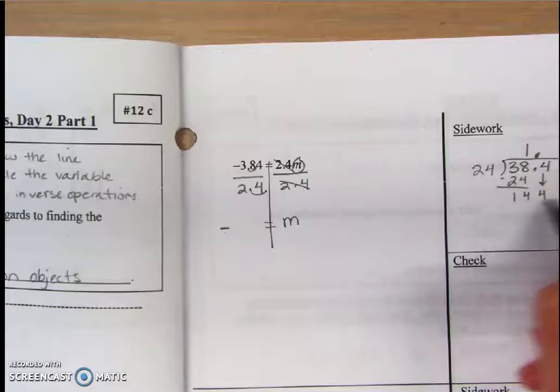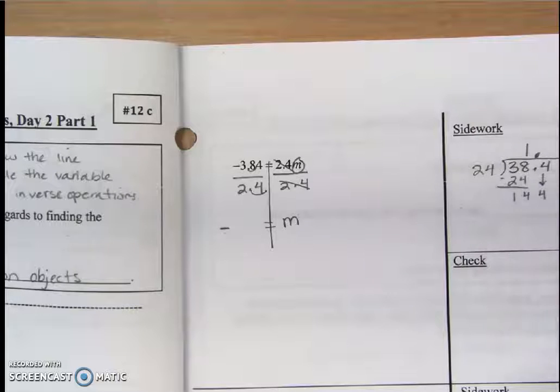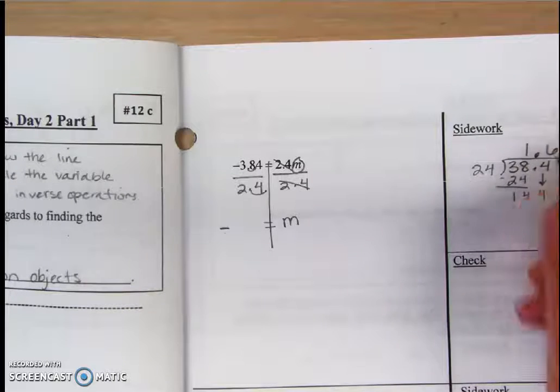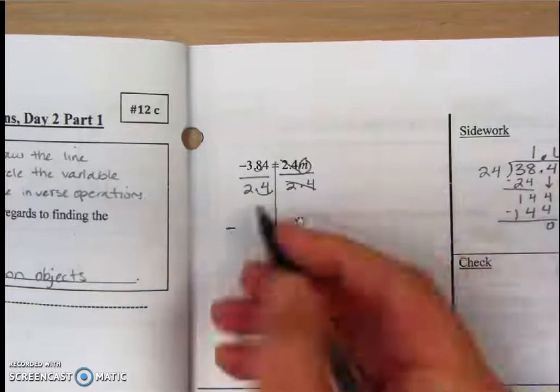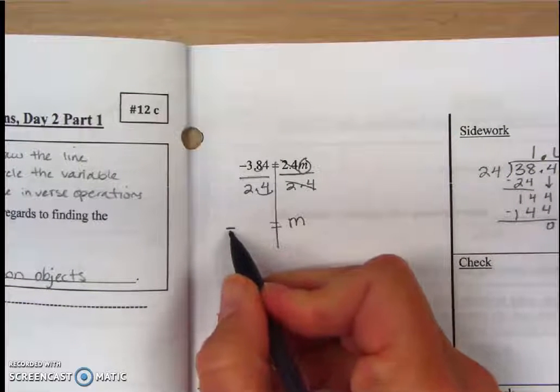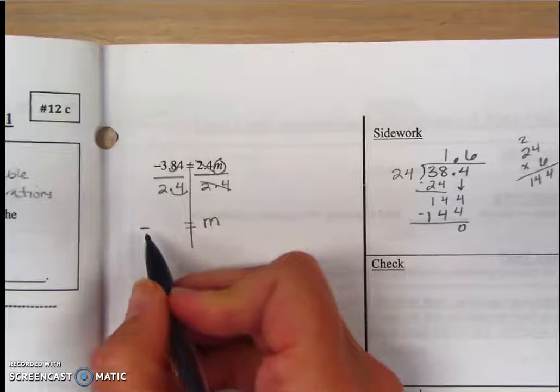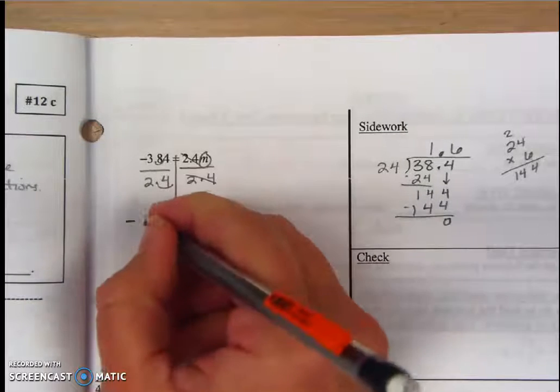How many 24s can I take out of 144? So let's think about that. 24 times, let's try 6. 6 times 4 is 24, carry the 2, that would be 12, and 2 more is 14. Hey, lucky guess. So this is going to be a 6. That gives me exactly 144. I have nothing left. And so over here I would have negative, good thing I remembered to put that negative there. Here I would have negative 1.6.